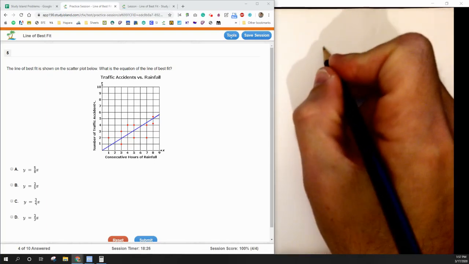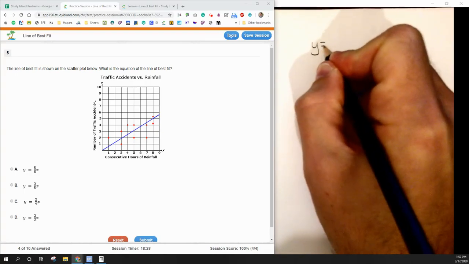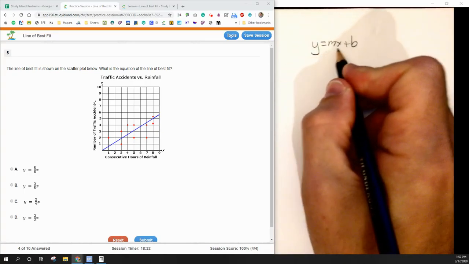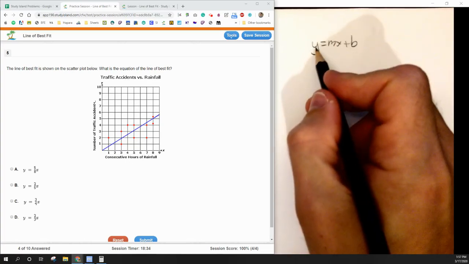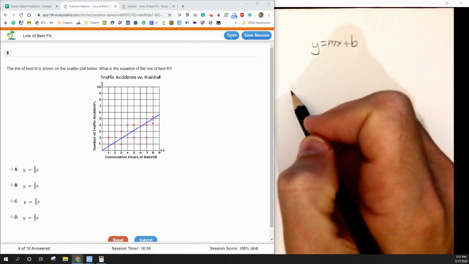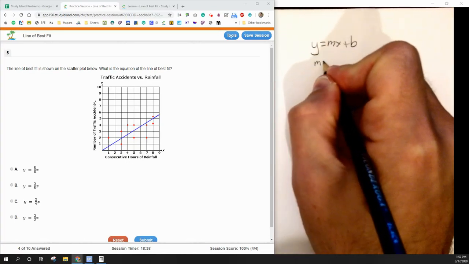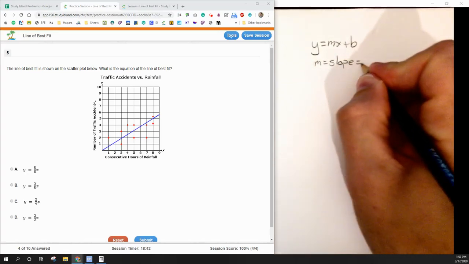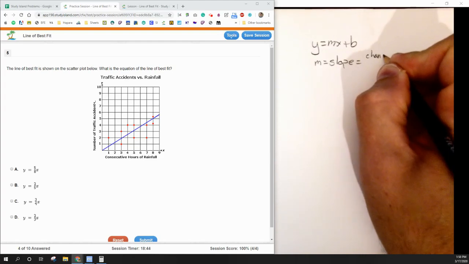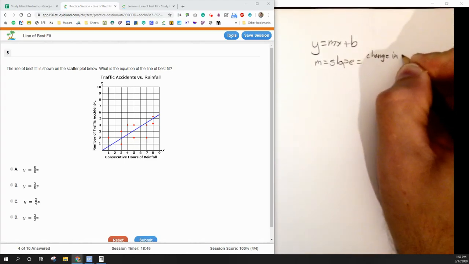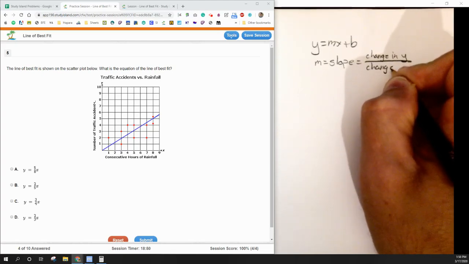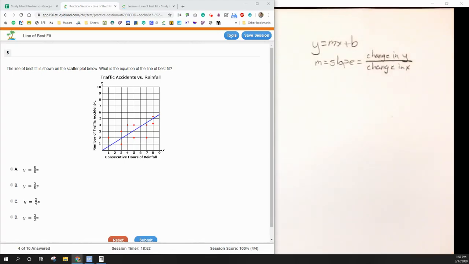Remember, the slope-intercept form is y equals m times x plus b. In the equation y equals m times x plus b, y and x are coordinates that the line goes through. M is the slope of the line. The slope of the line is the change in y coordinates, so the change in y divided by the change in x. Some teachers simply refer to that as rise over run.